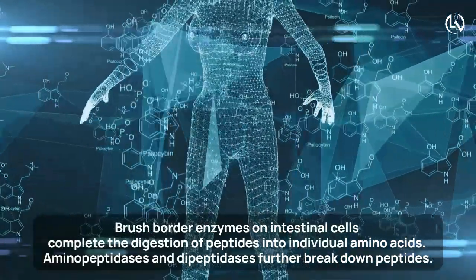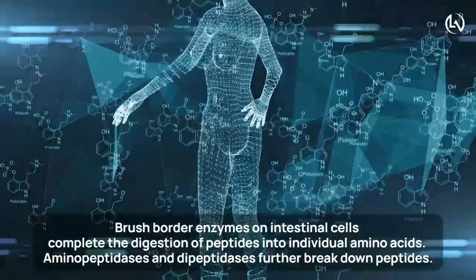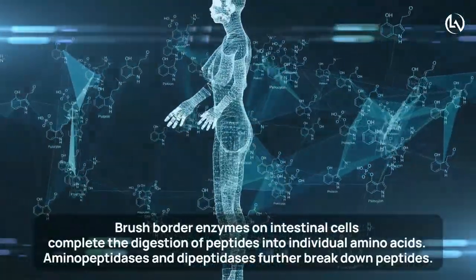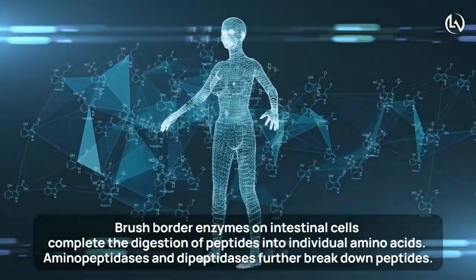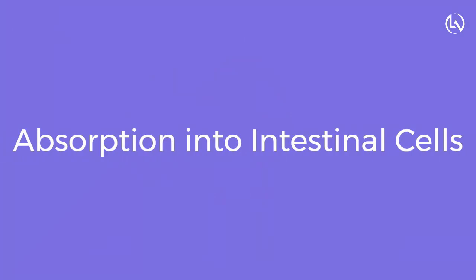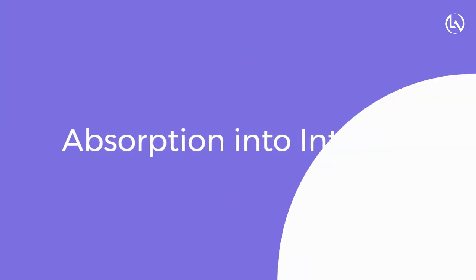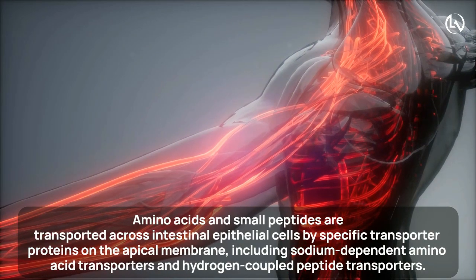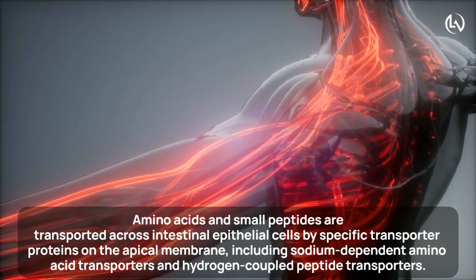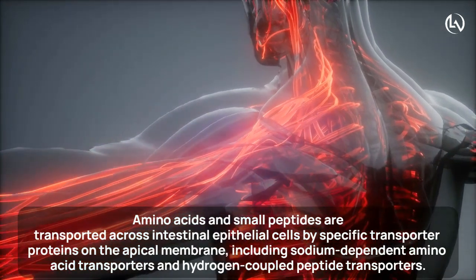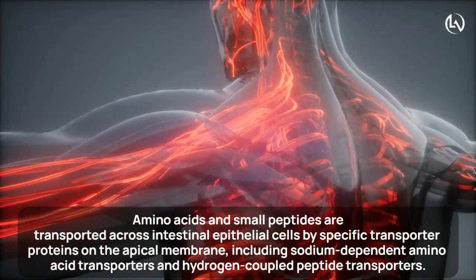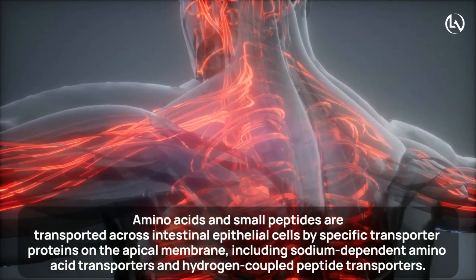Brush border enzymes. Brush border enzymes on intestinal cells complete the digestion of peptides into individual amino acids. Aminopeptidases and dipeptidases further break down peptides. Absorption into intestinal cells. Amino acids and small peptides are transported across intestinal epithelial cells by specific transporter proteins on the apical membrane, including sodium-dependent amino acid transporters and hydrogen-coupled peptide transporters.